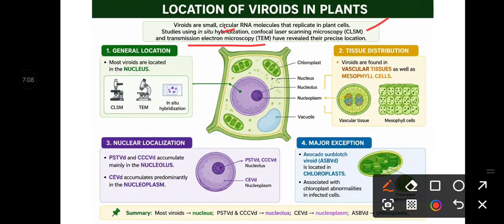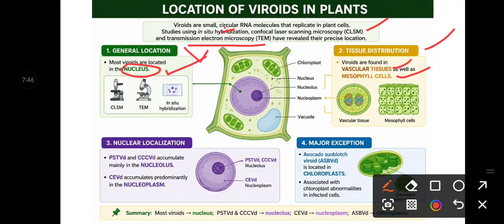So in general, viroids are located inside the nucleus. I have already told you that viroid is an obligate intracellular parasite, which means it will localize inside a cell. So inside the cell, where will it localize? It will mostly localize in the nucleus. And if you see the tissue, mostly it is found in vascular tissue and sometimes also in mesophyll tissue. Okay, this is about the tissue distribution and general location.